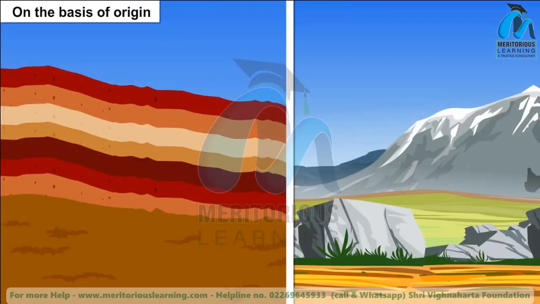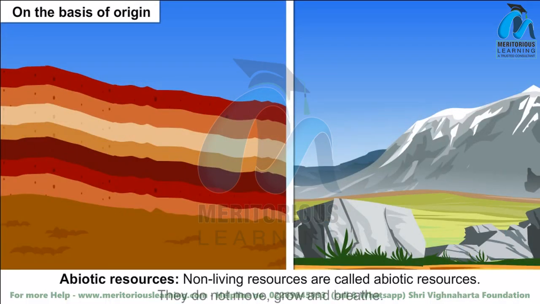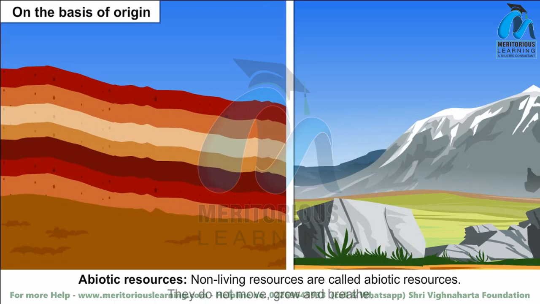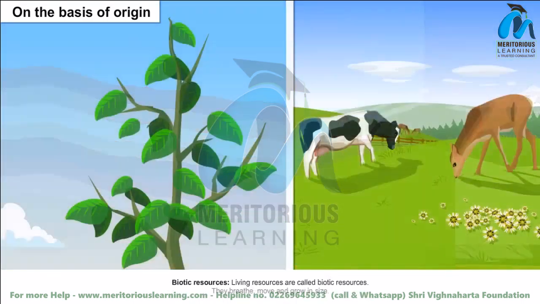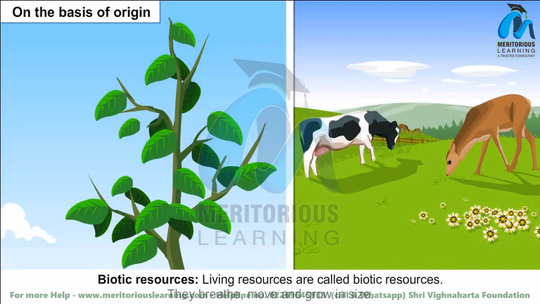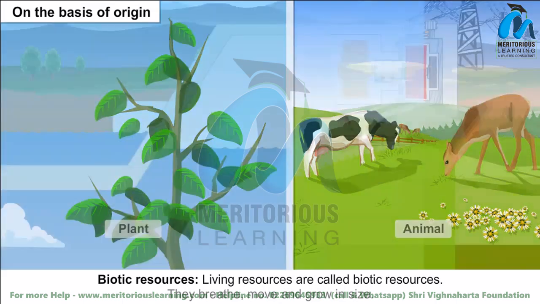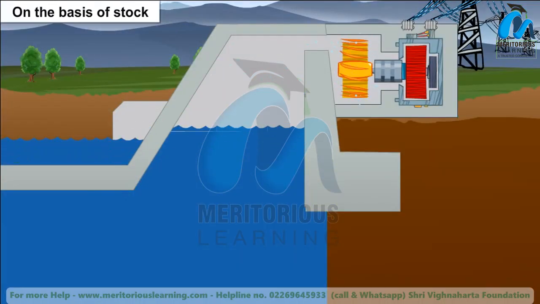On the basis of origin. Abiotic resources. Non-living resources are called abiotic resources. They do not move, grow or breathe. Example, soil, rock. Biotic resources. Living resources are called biotic resources. They breathe, move and grow in size. Example, plants, animals. On the basis of stock.